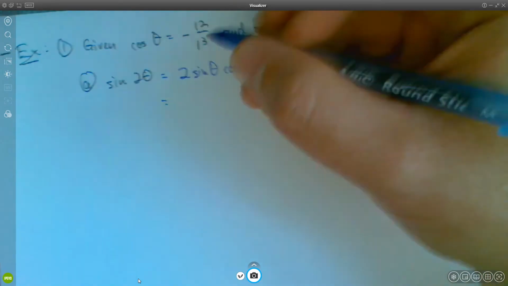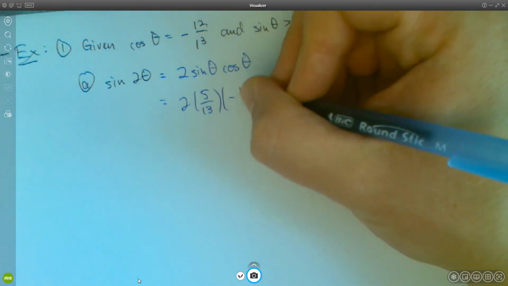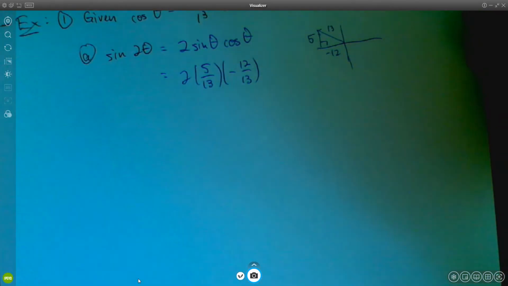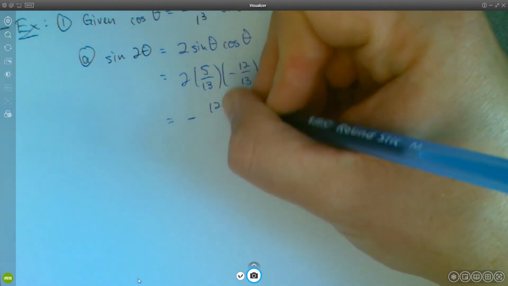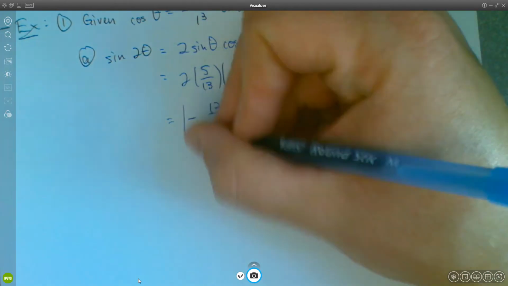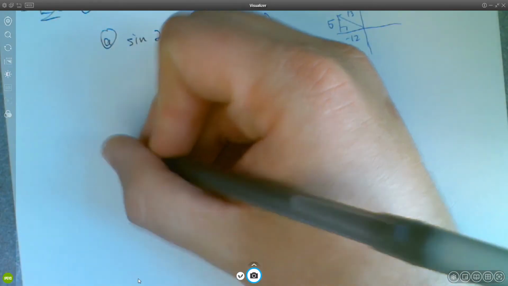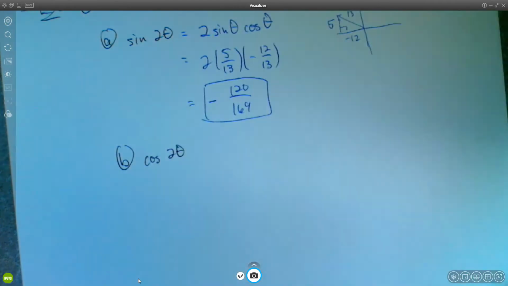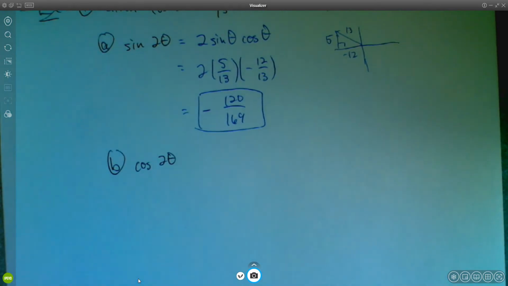So you get 2 times 5/13 times negative 12/13. And the rest is history. 5 times 12 is 60, 60 times 2 is 120. So this is negative 120 over 169, I believe. So there's sine 2 theta. Let's do cosine 2 theta. Go ahead and pause the video, see if you can work that one out on your own.